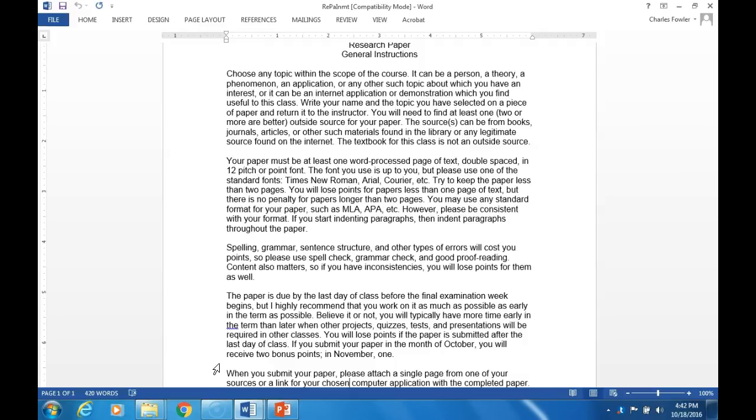So, for instance, if you start in blocking paragraphs like I did, block all your paragraphs. Don't have this one blocked, that one, then suddenly this one's indented, and this one's indented a different amount. That's not being consistent. What I'm guessing is happening is you're reading sources, and some of them indent, and some don't, and you're just doing what they do. You pick your format and stay with it, okay?